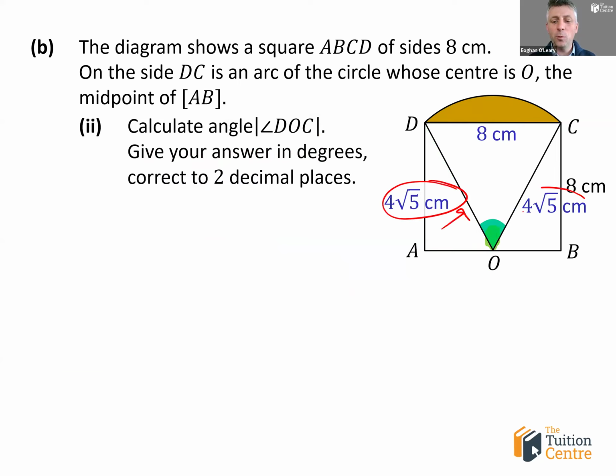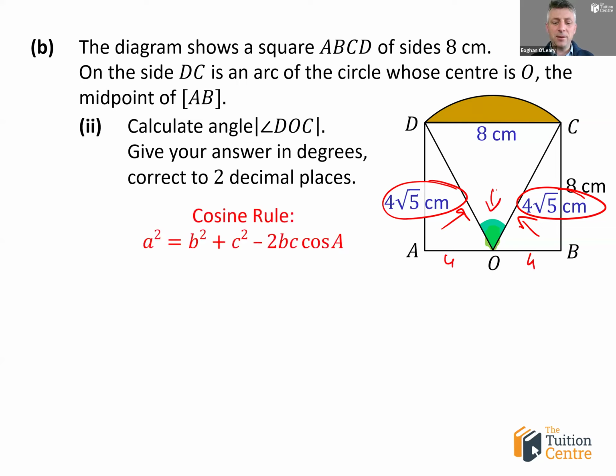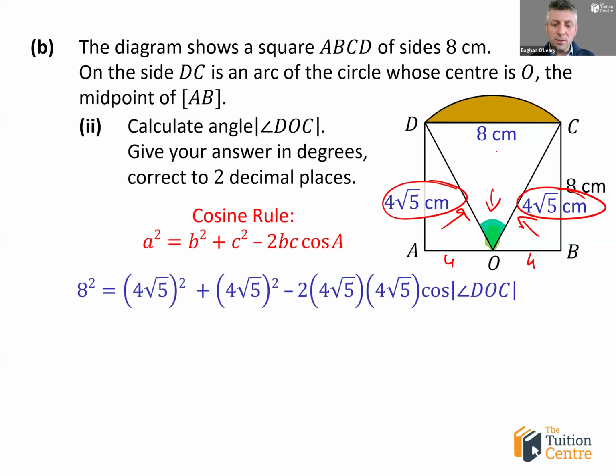We know this is 4 root 5, so therefore we know that's 4 root 5. And you could say, are we certain? Well, of course, the lengths are the same, so it must be. So now we can use the cosine rule to find the angle here at O. So that's the angle we're looking for. Of course, the side 8 is across from that in the triangle. So like in the case of our diagram here, the 8 would be the A, and the angle A is what we're looking for. So angle DOC.